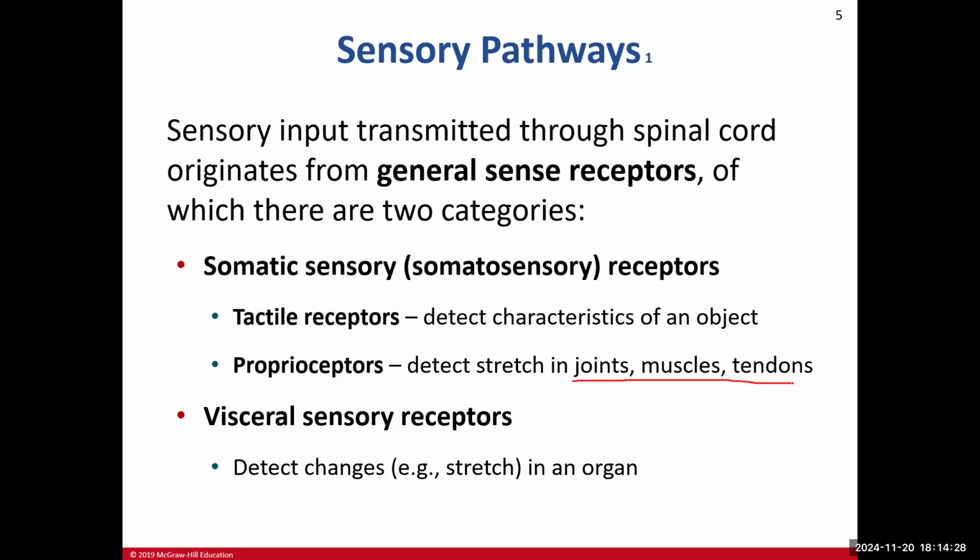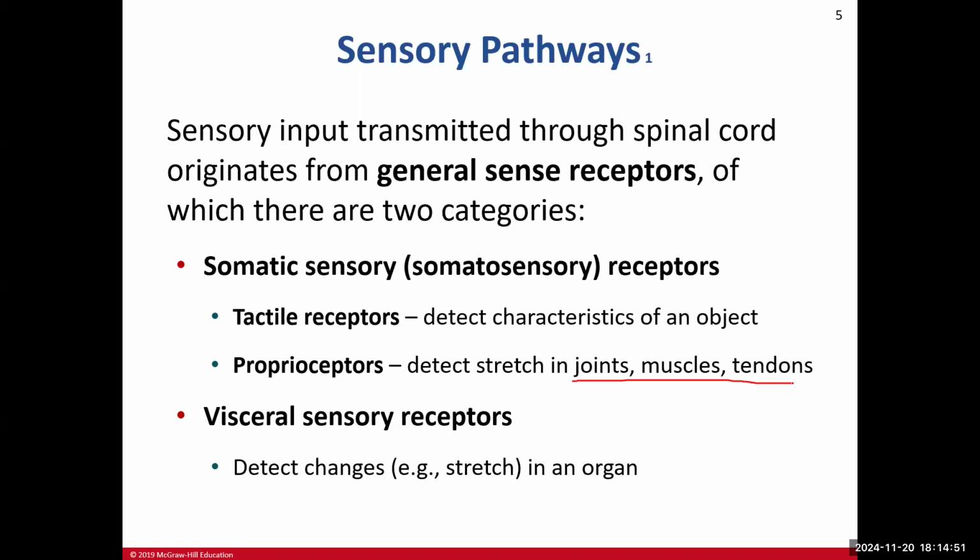So those proprioceptors, what we call them, are going to be located in areas of movement. So joints, what's around a joint? Muscles, what attaches those muscles to those bones that move the joint? Tendons. So we're going to see proprioceptors right around the joint, for example, in some of the joint capsules, but also in the muscles and tendons there.